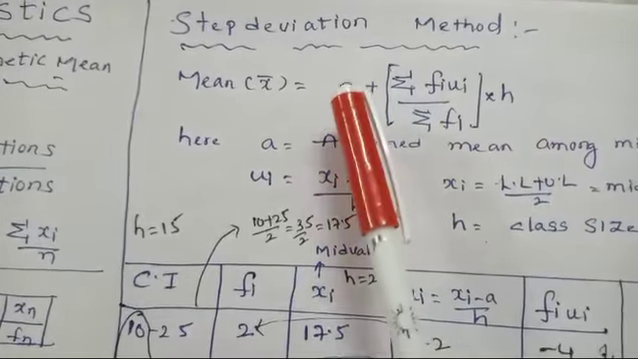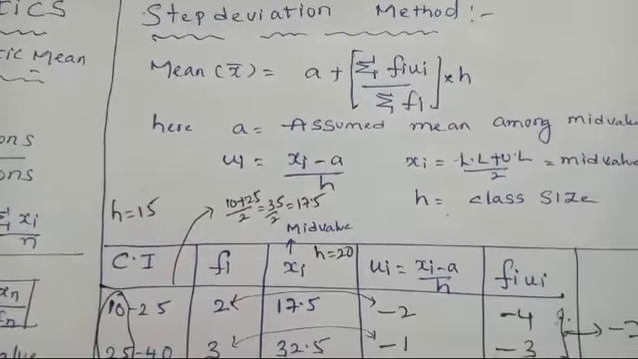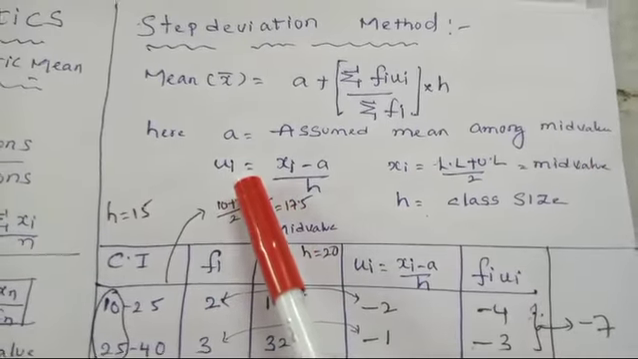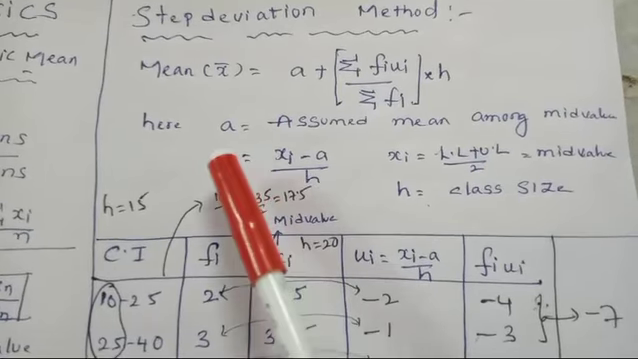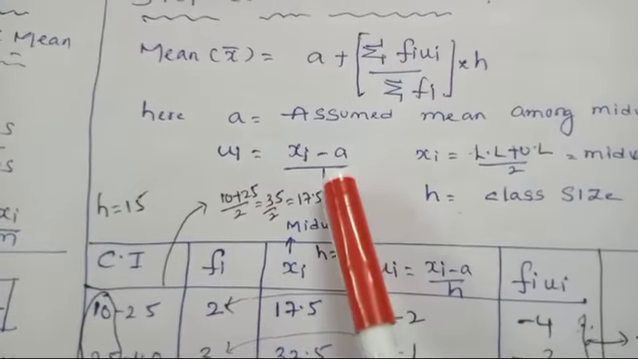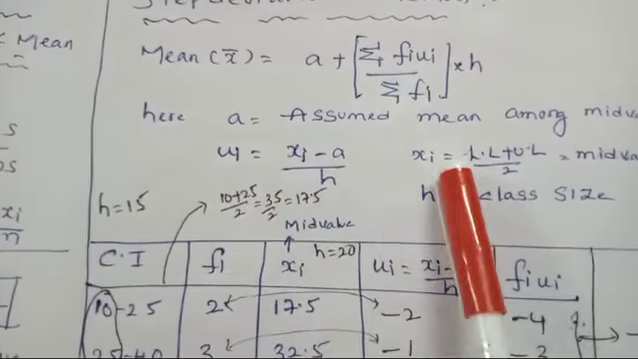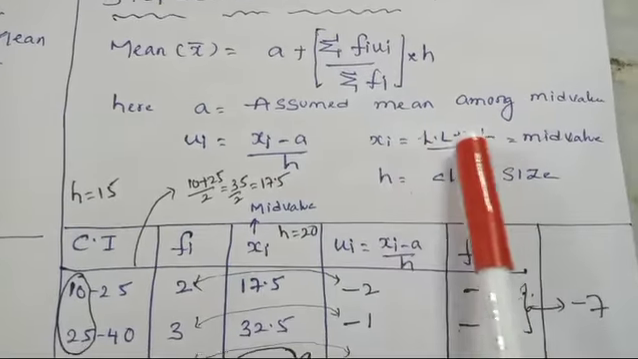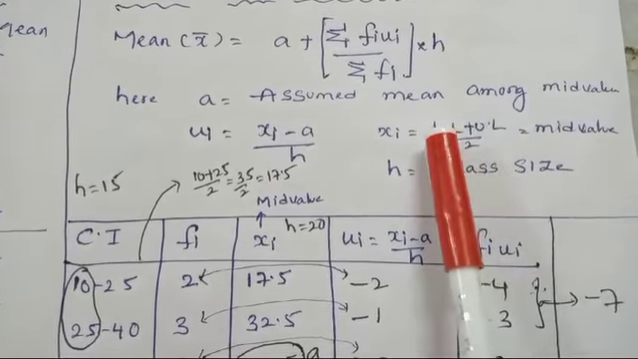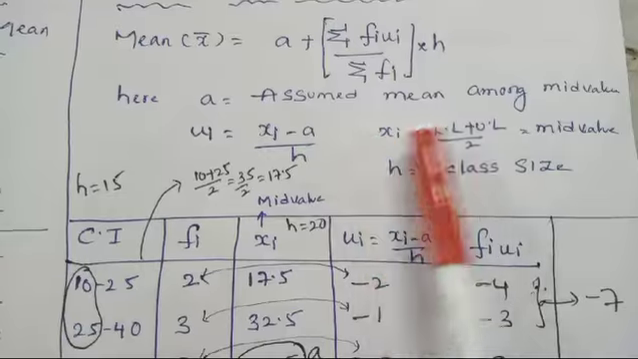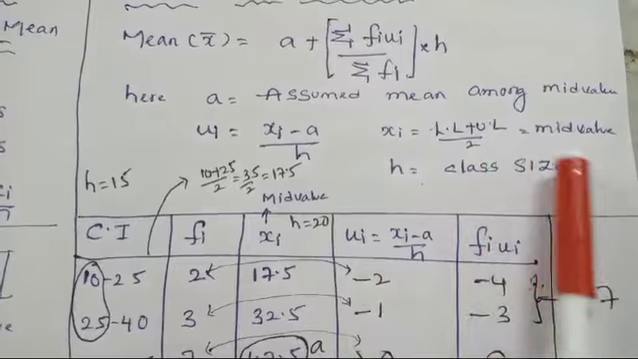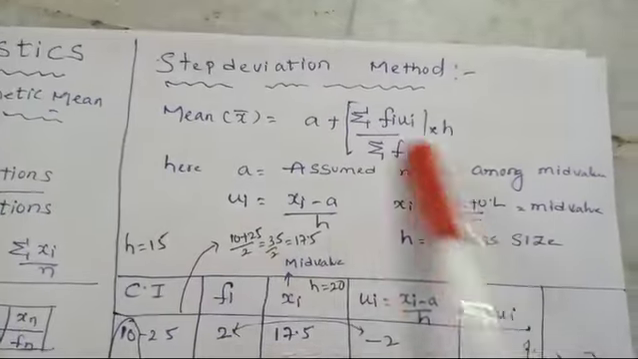What is the meaning of A? Already you know, A is the assumed mean among the mid values. What about ui? ui is for the shortcut method and is represented as xi minus A divided by h. Already we know xi is the mid value. How do we find the mid value? The average of the lower limit and upper limit, lower limit plus upper limit divided by 2. h is the class size. Okay, this is the formula for the step deviation method.